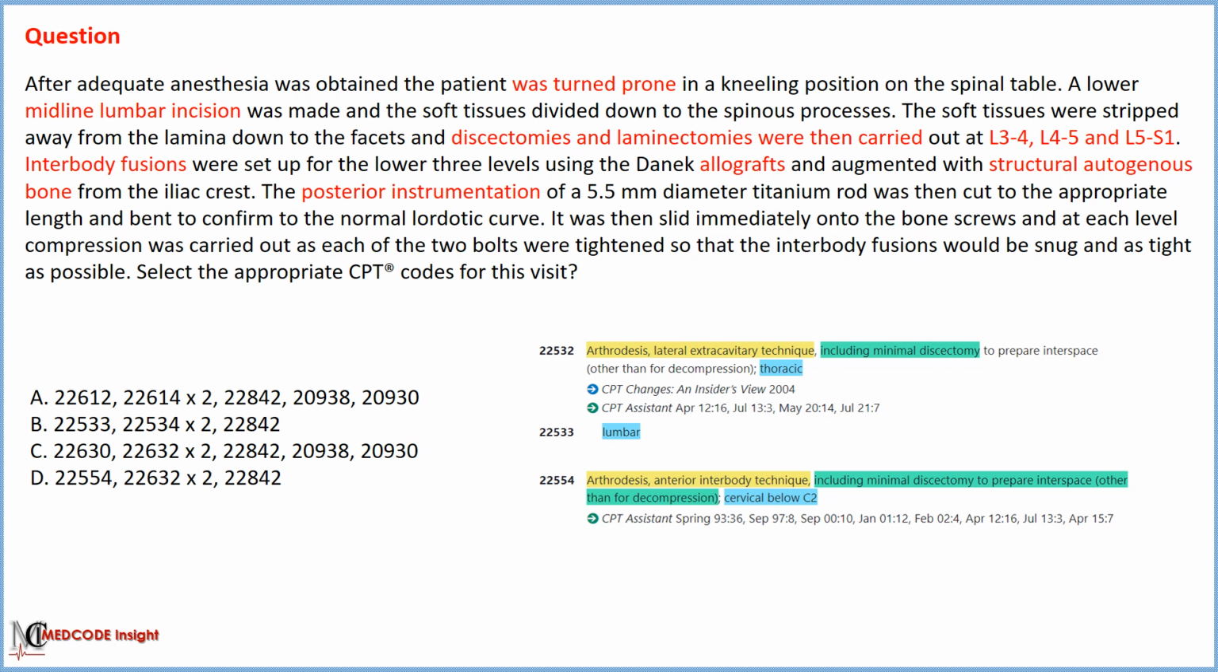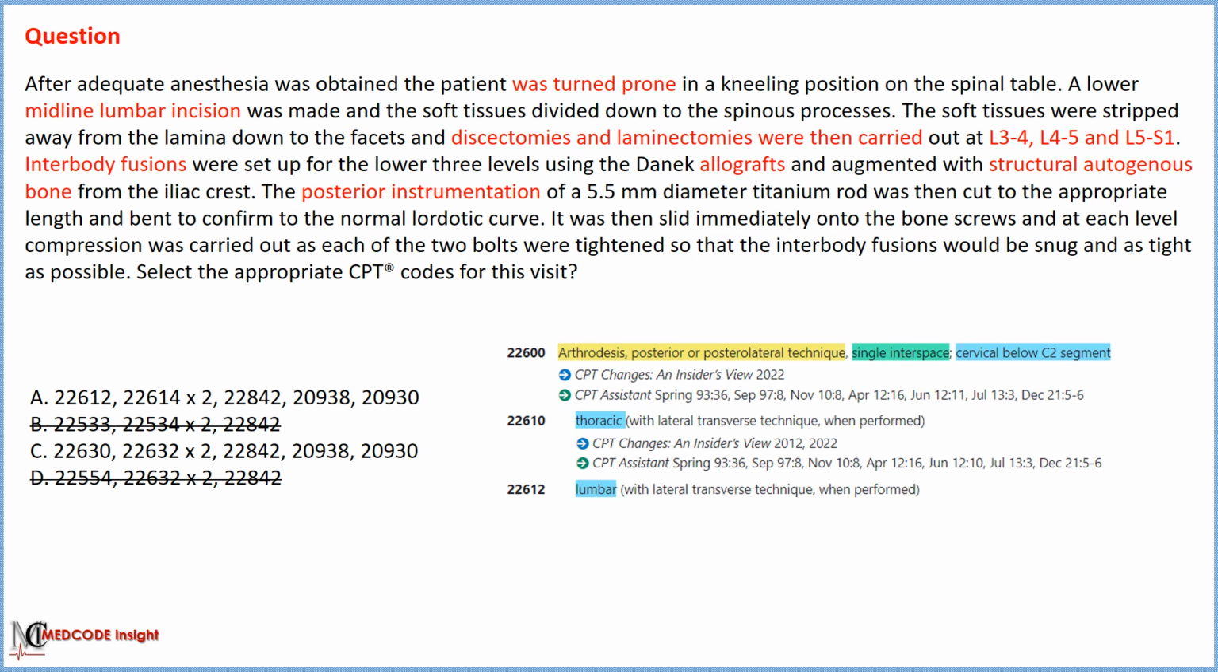To start narrowing the correct orthodesis code to report, we first need to determine the surgical approach. The scenario tells us that the patient was placed in prone position and a lumbar incision was made, indicating a posterior approach, eliminating multiple choice B with code 22533 used for lateral and option D with code 22554 using anterior approach for orthodesis.